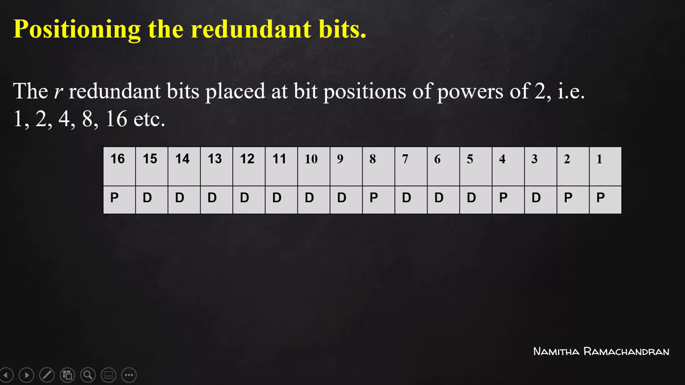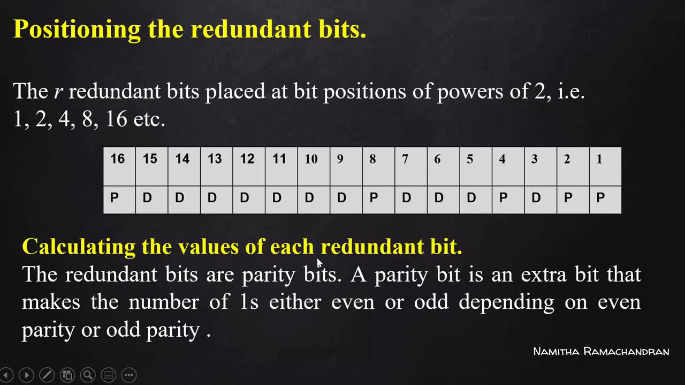Okay, so this is the second step: identify the positions where to place the redundant or parity bits like this. Okay. The third step, calculating the values of each redundant bit. This is the third and final step, calculating the values of each redundant bit.